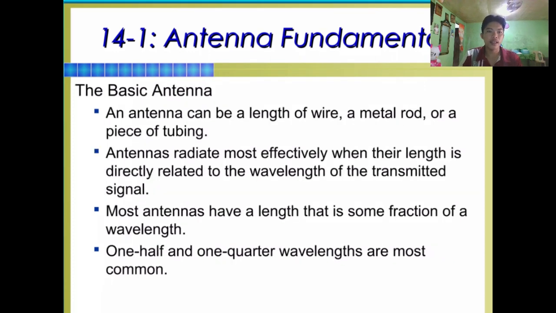The basic antenna. An antenna can be a length of wire, a metal rod, or a piece of tubing. Antennas radiate most effectively when their length is directly related to the wavelength of the transmitted signals. Most antennas have a length that is some fraction of a wavelength. 1/2 and 1/4 wavelengths are most common.